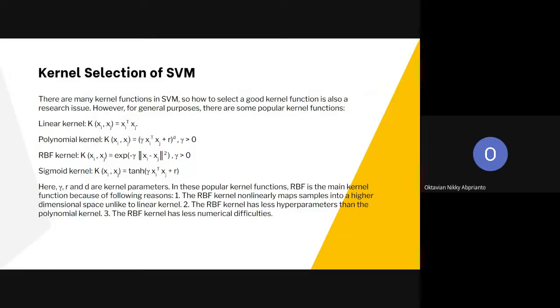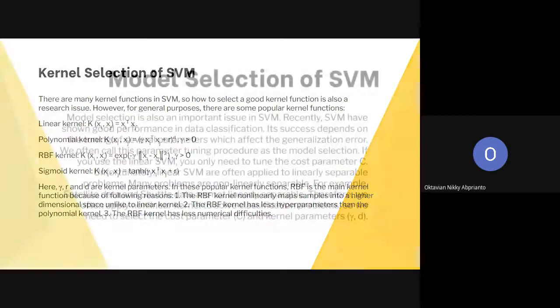Among these popular kernel functions, RBF is the main kernel function because of the following reasons. First, the RBF kernel non-linearly maps samples into a higher dimensional space, unlike the linear kernel. The second, the RBF kernel has fewer hyperparameters than the polynomial kernel. And the last one is the RBF kernel has fewer numerical difficulties.